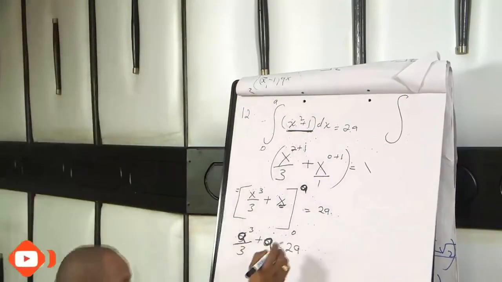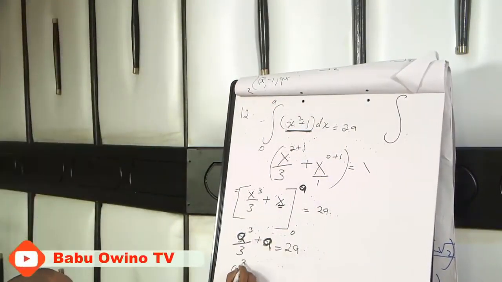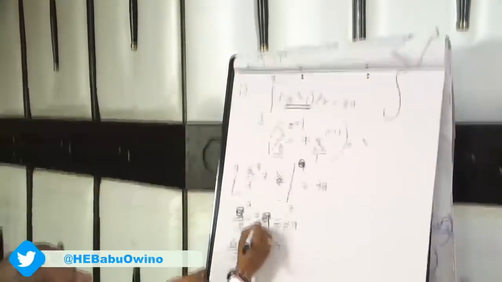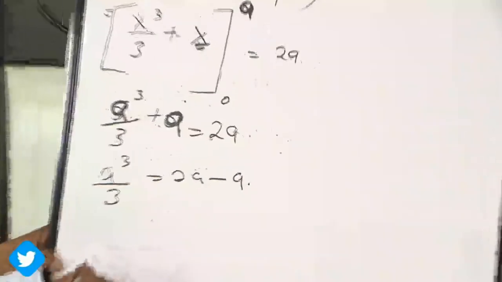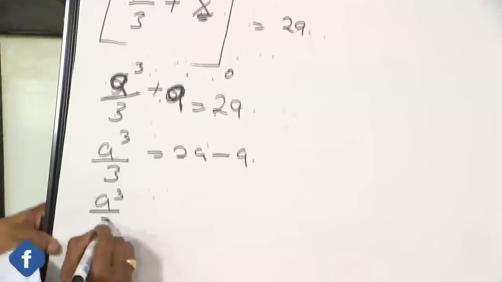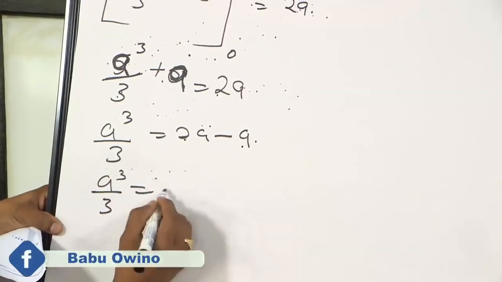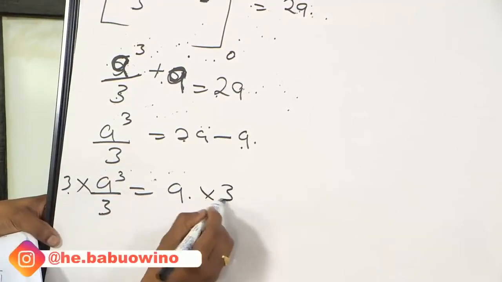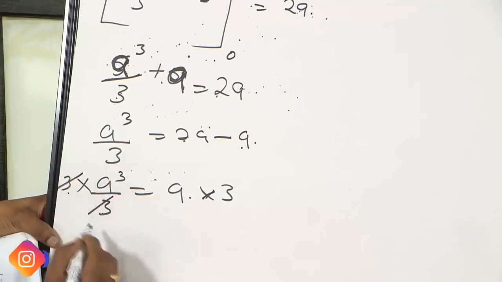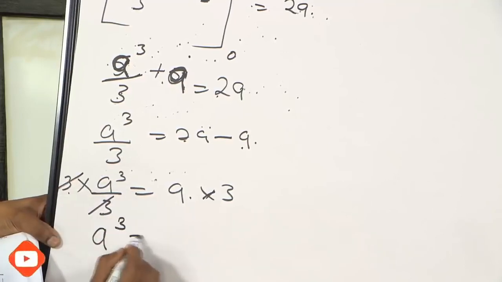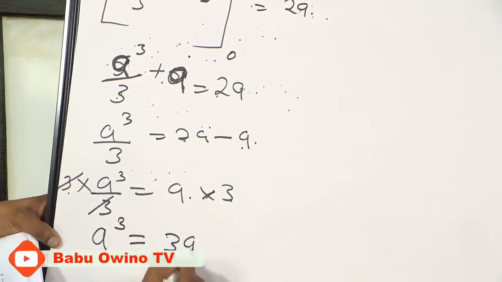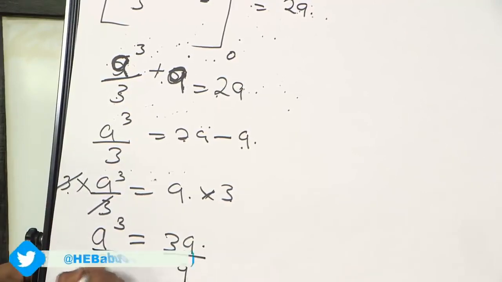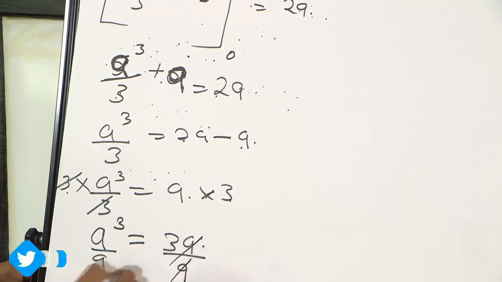Then collect the like terms. a raised to power 3 divided by 3 equals 2a. When a crosses the other side it becomes minus a. So a raised to power 3 divided by 3 equals 2a minus a, which is a. Then cross multiply by 3, both sides. This 3 and 3 go. Then we have a raised to power 3 equals 3a. Then we can further simplify by dividing by a, because a is common.